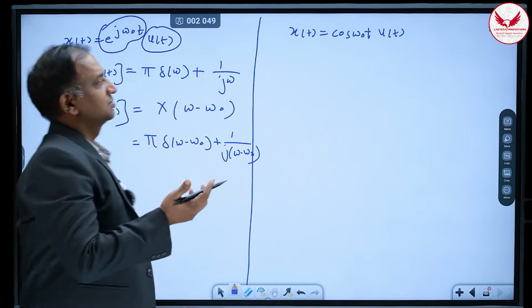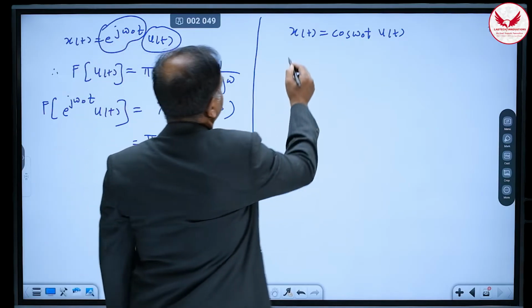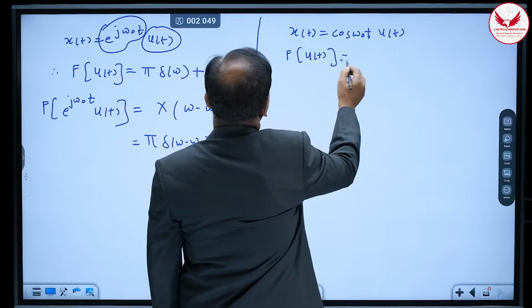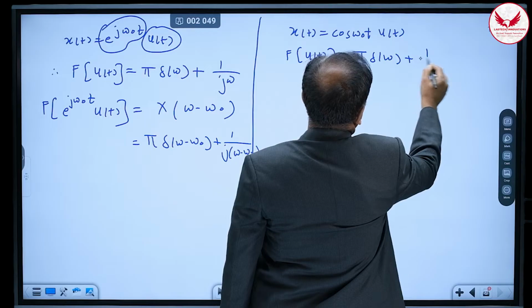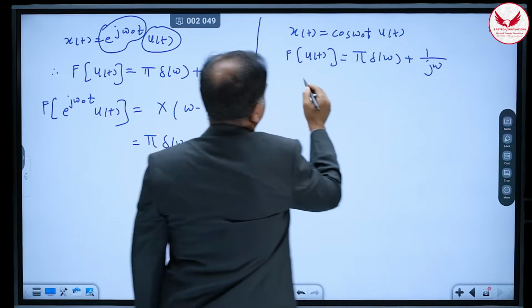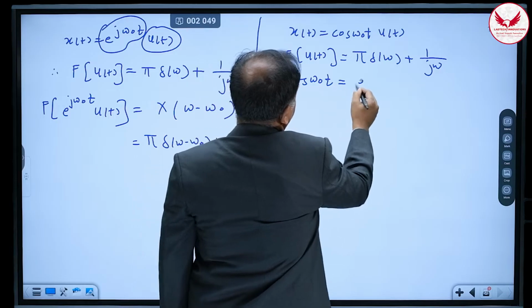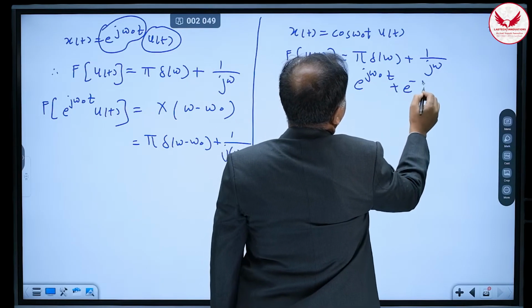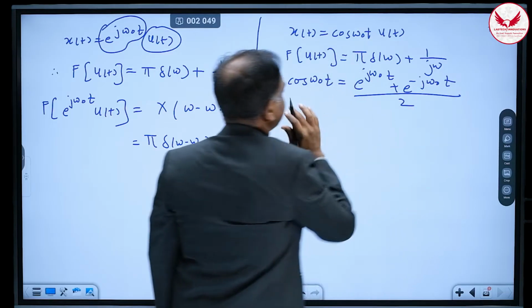Next problem is cos omega 0 t u of t. Here we can use the same property. We know the Fourier transform of u of t is equal to pi into del of omega plus 1 upon j omega. Now we know cos omega 0 t is equal to (e raised to j omega 0 t plus e raised to minus j omega 0 t) divided by 2. So you can use the same property.